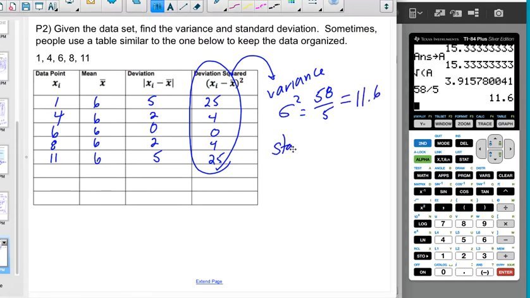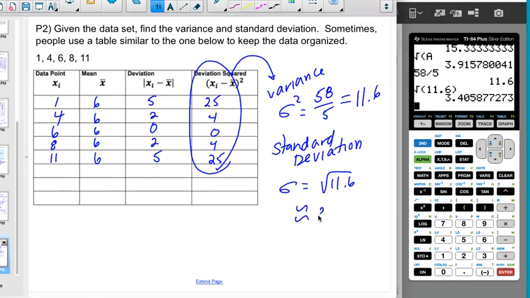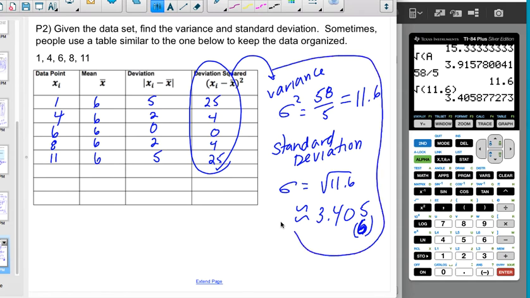And then my standard deviation is going to be the square root of that. So my standard deviation, that lowercase sigma, is just going to be the square root of 11.6. So we'll square root 11.6, and we get that it's approximately 3.405 or 6, depending if I round or truncate. Okay? And there's our values. And that is it for this video.